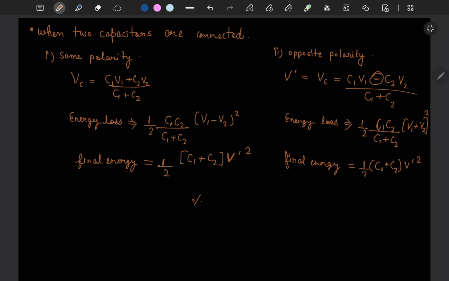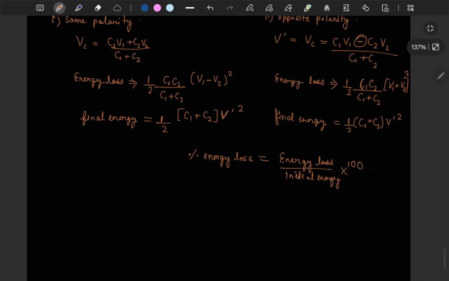Now talking about percentage energy loss. This formula can be used in both the cases. It is the general formula. The energy loss, we have talked about in both the cases, upon initial energy. We know the initial energy is half CV square, into 100. So it is the percentage energy loss formula.